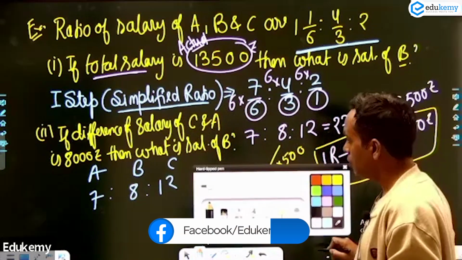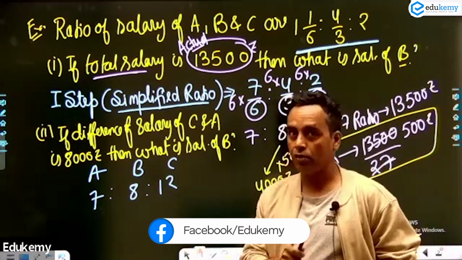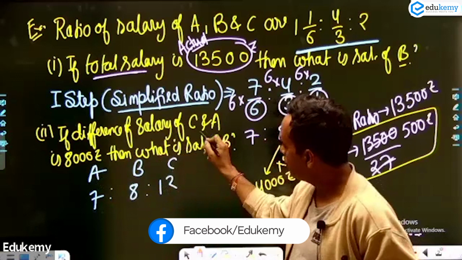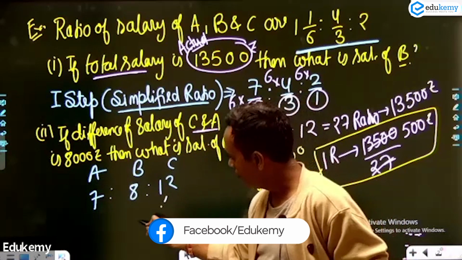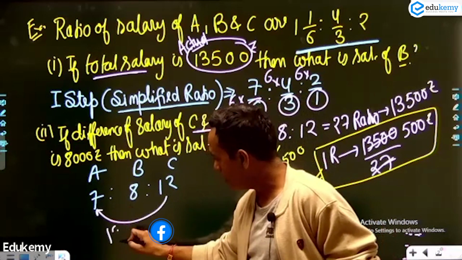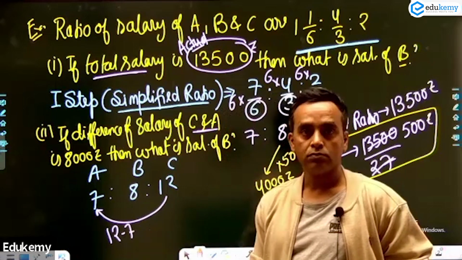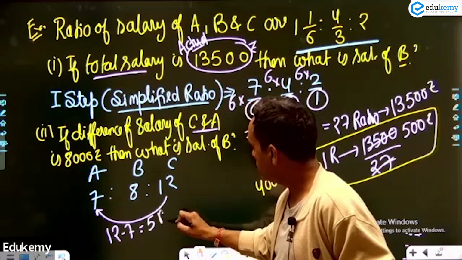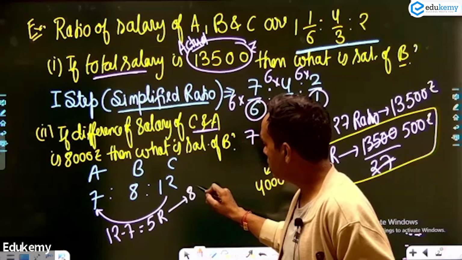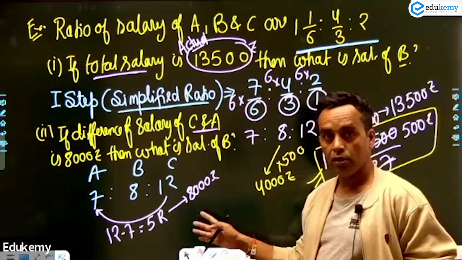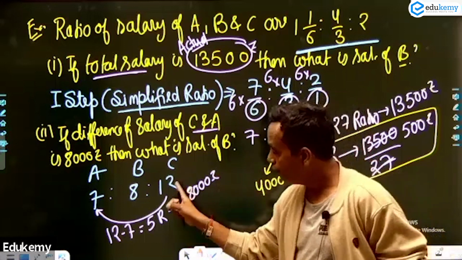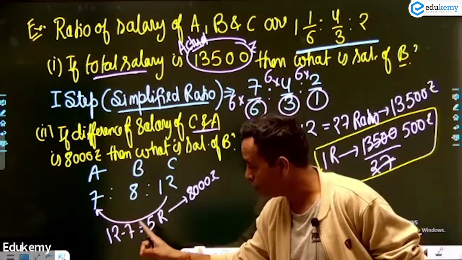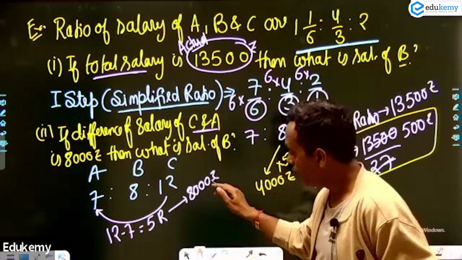Okay, now you have to see what is given, what is the actual value given. So the difference of C and A is given. So tell me, what is the difference between C and A? It's 12 minus 7. So 5 ratio, and this 5 ratio is equivalent to 8,000 rupees. In this question, the difference of the ratio of C and A means 5 ratio is equivalent to 8,000 rupees.